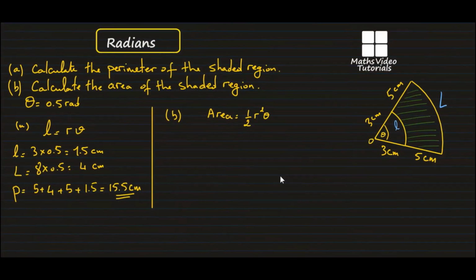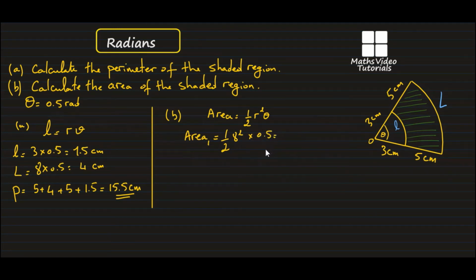In part B, we've been asked to calculate the area of the shaded region, and in order to do that we need to first calculate the area of the larger sector, calculate the area of the smaller sector, and subtract the two. Alright, so let's do the larger area. Let's call it area 1, and that would be using this formula, half r squared theta. Now the radius for the larger sector is 8 centimeters, so that is half, but let's write it down anyway, 8 squared times theta, which is 0.5.